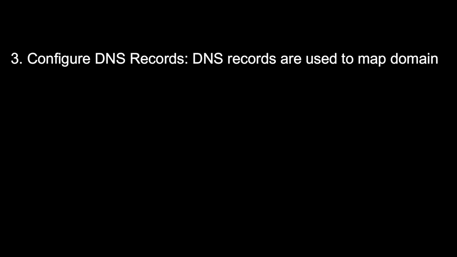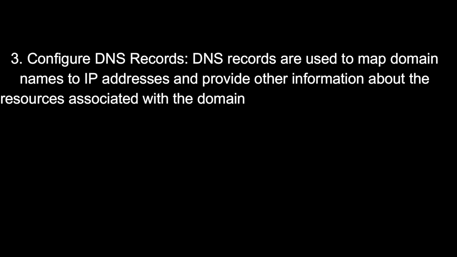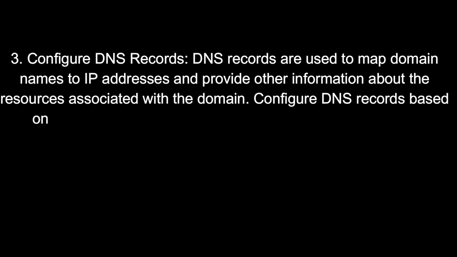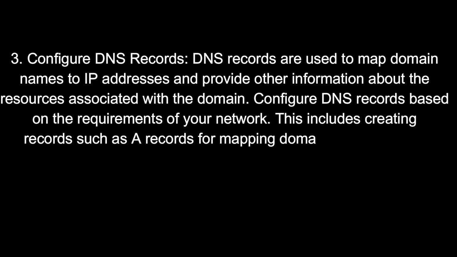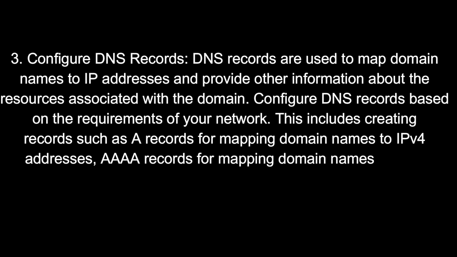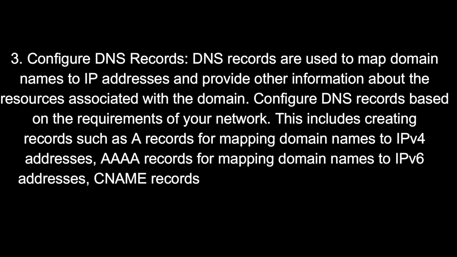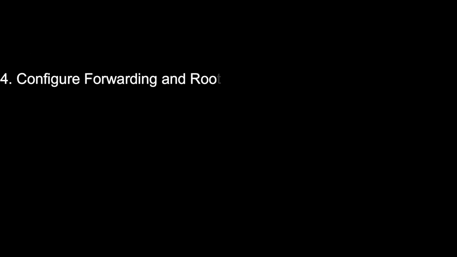3. Configure DNS records. DNS records are used to map domain names to IP addresses and provide other information about the resources associated with the domain. Configure DNS records based on the requirements of your network. This includes creating A records for mapping domain names to IPv4 addresses, AAAA records for mapping domain names to IPv6 addresses, CNAME records for creating aliases, MX records for specifying mail servers, and other record types as needed.